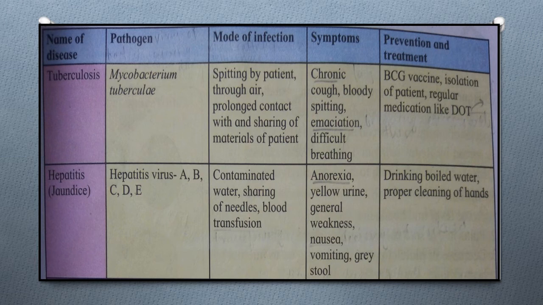Now the next infectious disease is hepatitis or jaundice. The pathogen for hepatitis is hepatitis virus A, B, C, D and E. The mode of infection: contaminated water, that means dirty water, sharing of needles, blood transfusion. Sharing of needles means when a healthy person shares needles or anything related to needles with an infected person, through which the person may get infected. Blood transfusion means transferring blood from an infected person. Symptoms are anorexia, yellow urine, general weakness, nausea, vomiting or gray stool. Anorexia is a loss of appetite, and nausea means a feeling of sickness. Prevention and treatment for hepatitis is drinking boiled water and proper cleaning of hands.